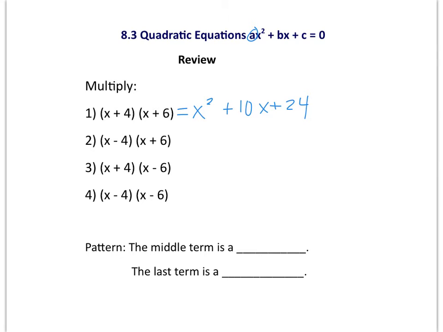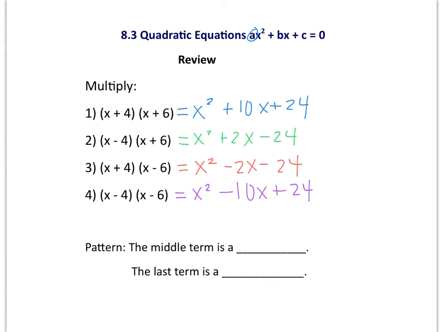Now if I take x minus 4 times x plus 6, I get x squared plus 2x minus 24. If I look at number 3, x plus 4 times x minus 6, I get x squared minus 2x minus 24. And last, x minus 4 times x minus 6, if I multiply those together, I get x squared minus 10x plus 24. So as you can see, all four are somewhat similar.